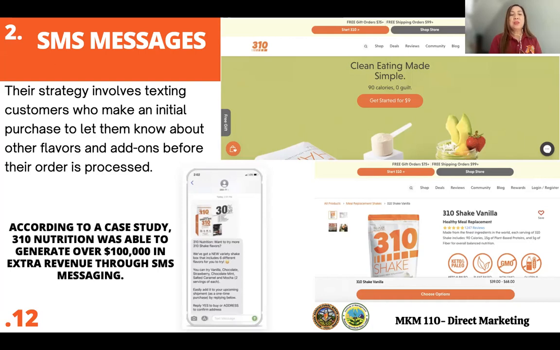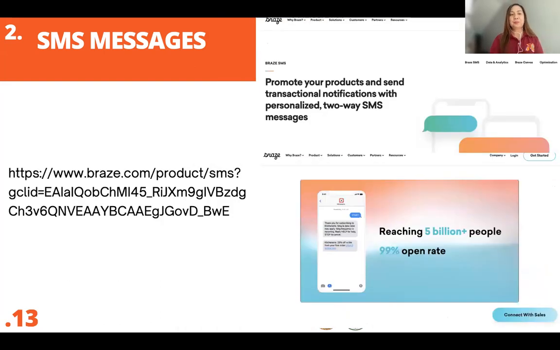According to the case study, 310 Nutrition was able to generate over $100,000 in extra revenue through SMS messaging. So the result is great when they use SMS messaging.